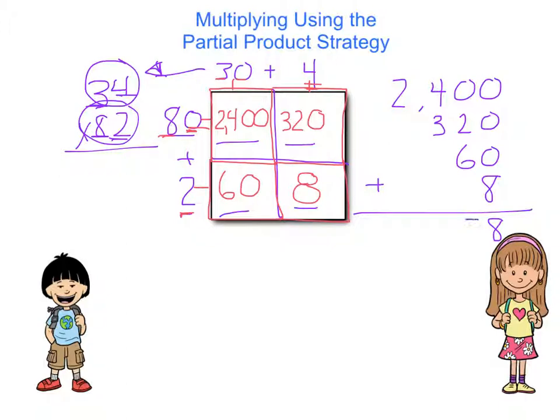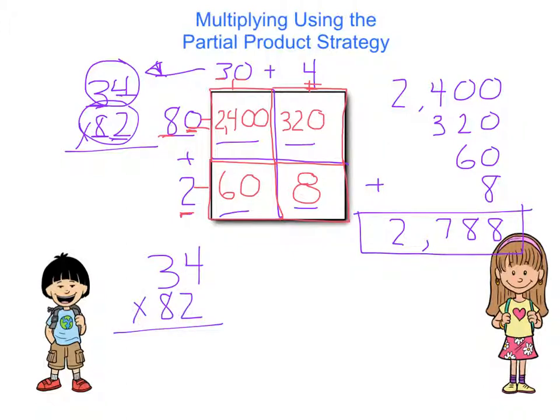6 plus 2 is 8. 4 plus 3 is 7. And I bring down my 2, so I have 2,788 as my final answer. So we could say that 34 times 82 equals 2,788. Okay, and that's my final answer.